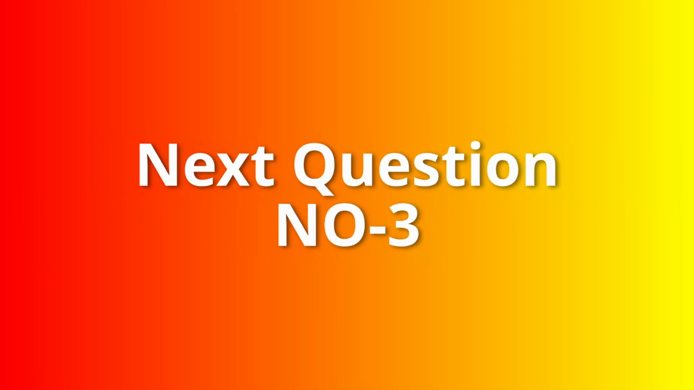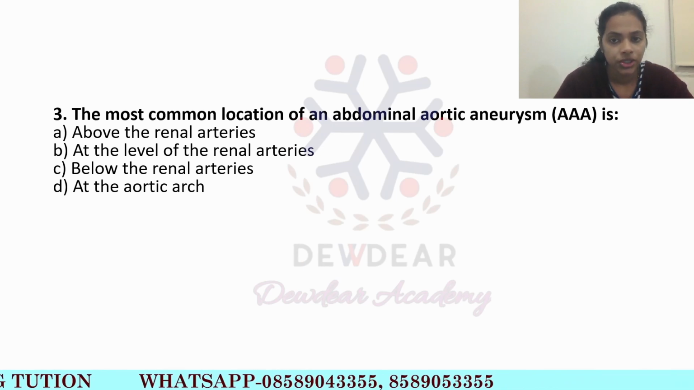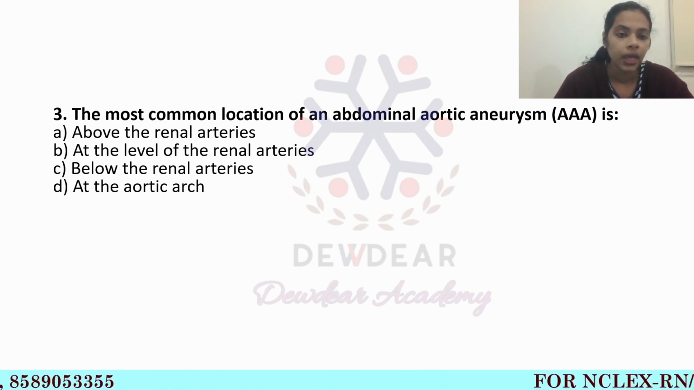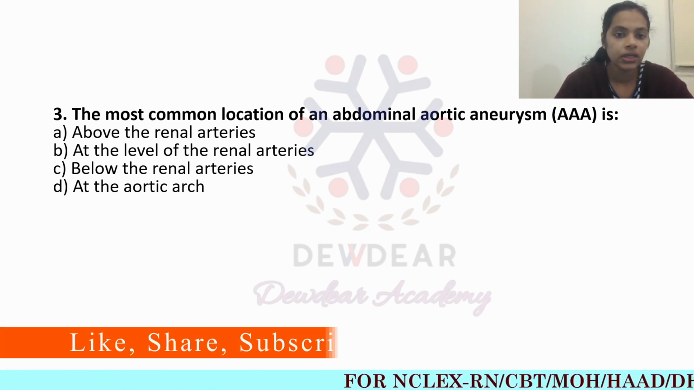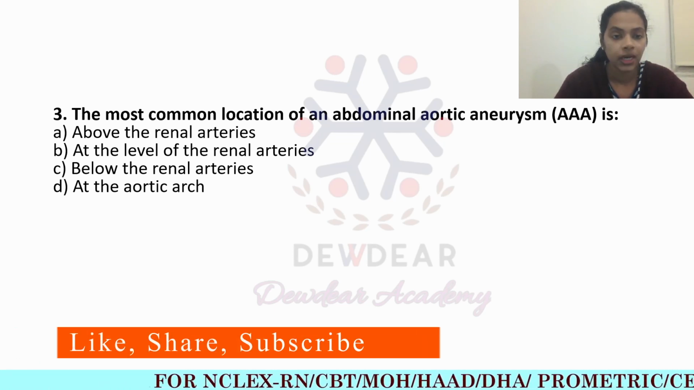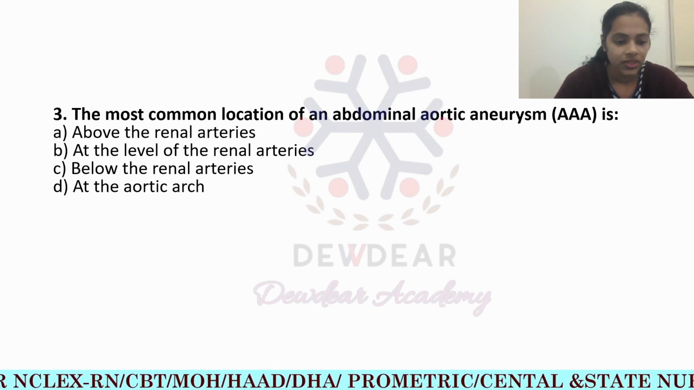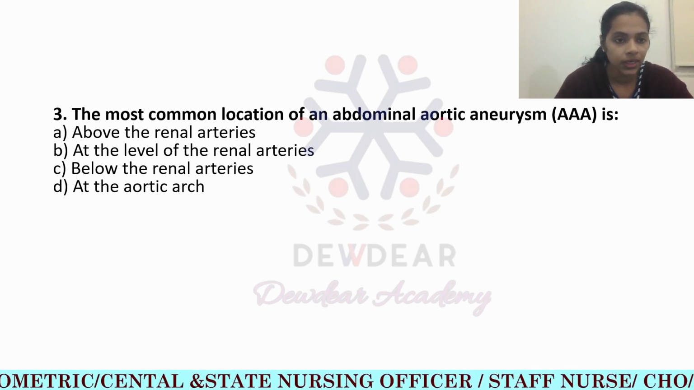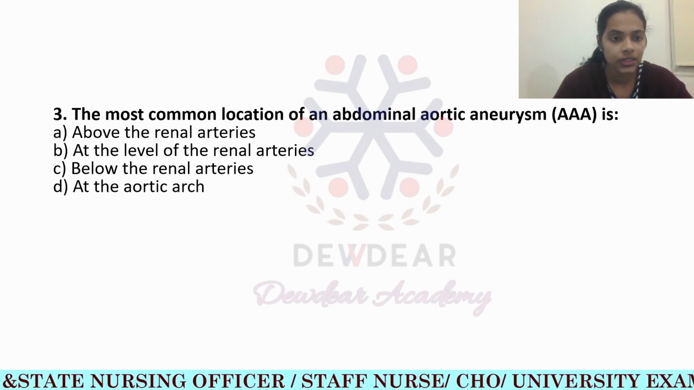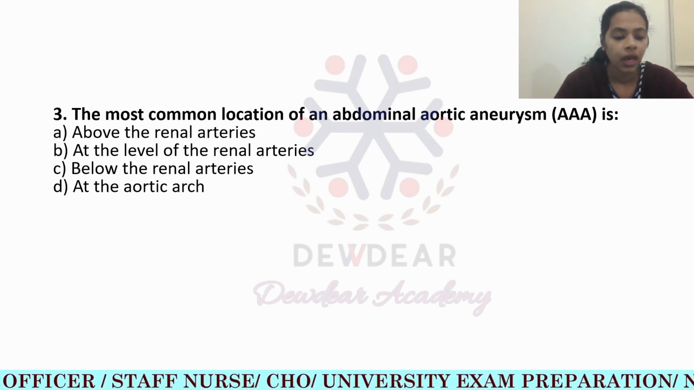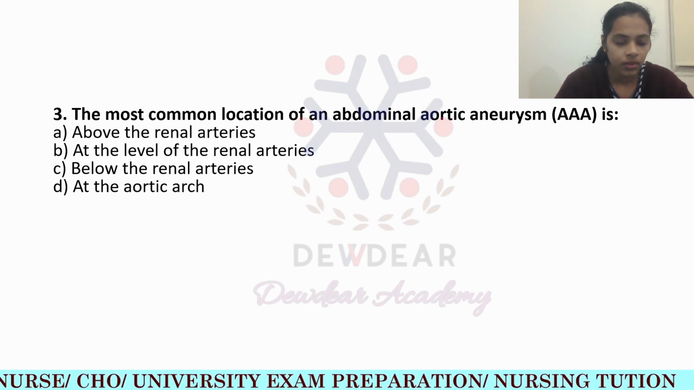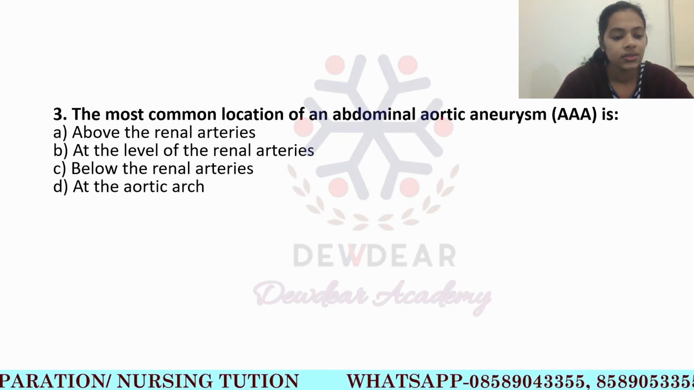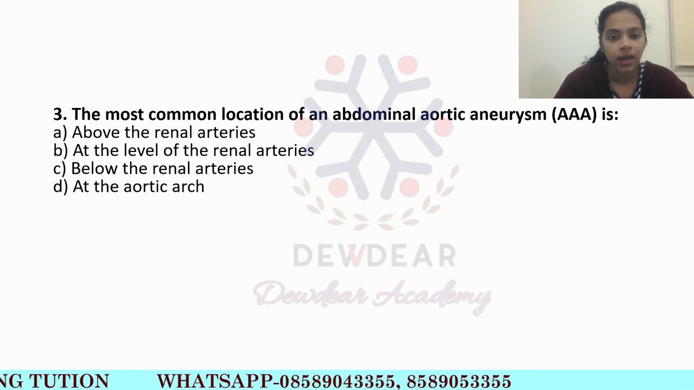Then the third question. The most common location of an abdominal aortic aneurysm. Options are above the renal arteries, at the level of renal arteries, below the renal arteries, at the aortic arch. So what is abdominal aortic aneurysm? This is a localized enlargement of the abdominal aorta.